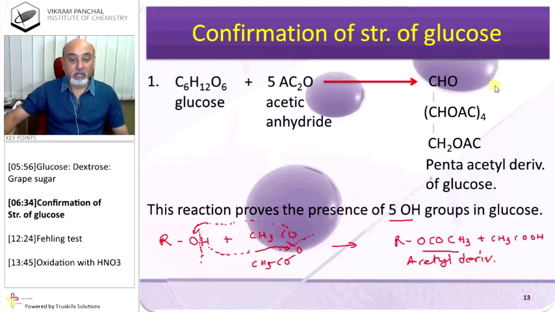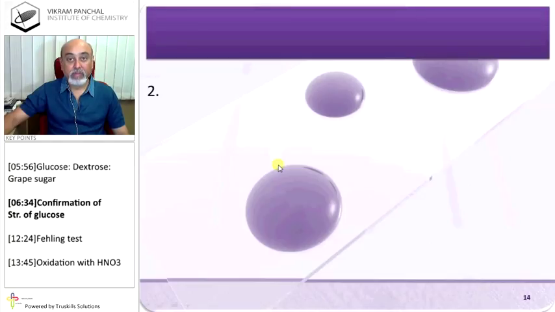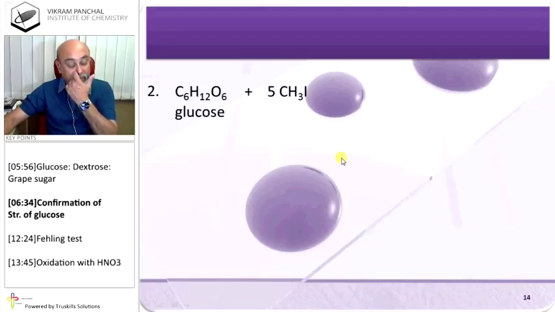So, glucose reacts with 5 molecules of acetic anhydride. It confirmed that glucose contains 5 OH groups. Reaction of glucose with methyl iodide. This is also a very important reaction of the alcoholic group, OH.